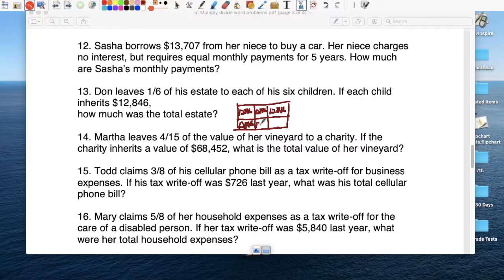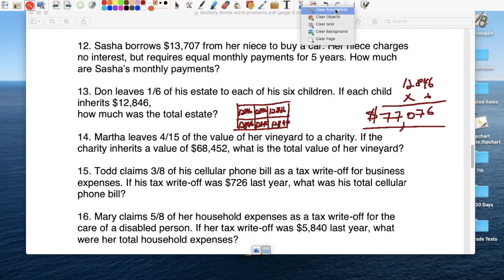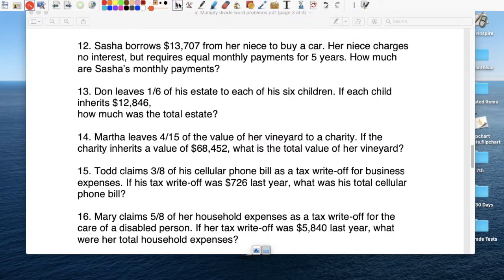So all you have to do is add this 6 times, or you can just multiply 12,846 times 6. 6 times 6 is 36, carry the 3, 24, 27, carry the 2, 55, 12, 17, 7. It looks like the original value of the estate was $77,076. Please don't feel shy. If I make mistakes, let me know.